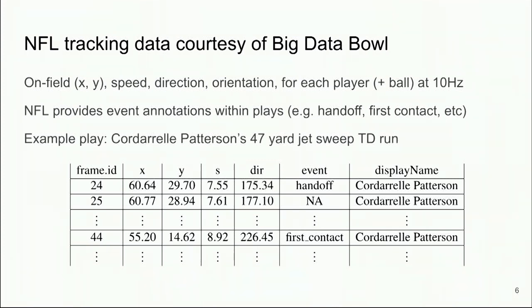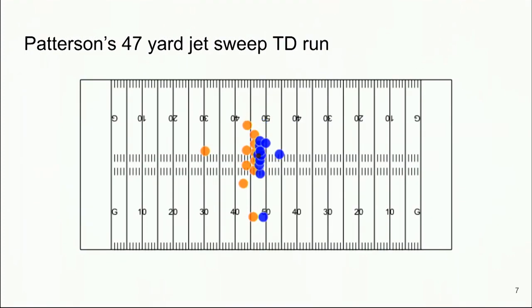So I have just a single example play here corresponding to a 47-yard touchdown run. The team on offense in blue, the team on defense in orange, and the ball carrier, Cordell Patterson, who was a wide receiver at the time, is going to get a jet sweep handoff and ultimately score a touchdown.